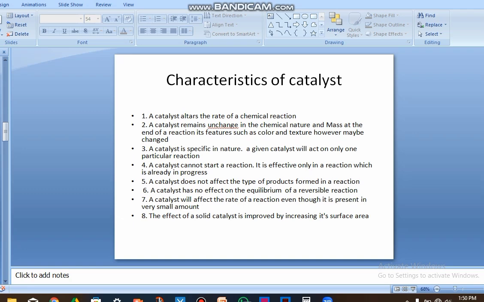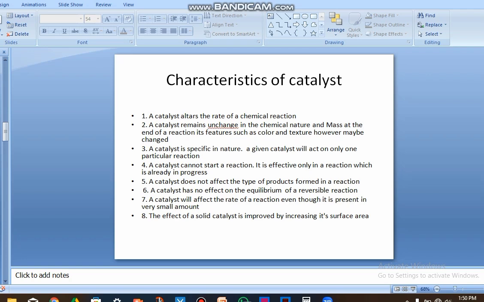That's why if you stand a chair on the ground, you see that the chair is very balanced, isn't it? Because the chair is in equilibrium. It's not moving again, it is not falling. So that is the meaning of equilibrium. So a catalyst will affect the rate of reaction even though it is present in very small amount.